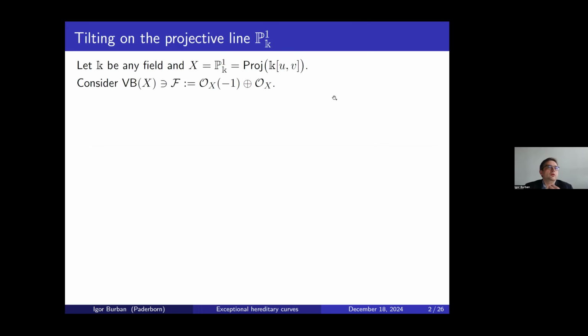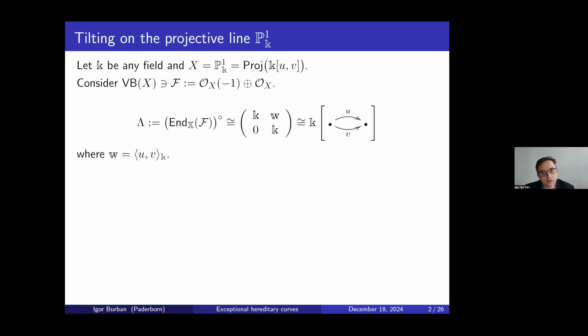So let K be any field and consider the corresponding projective line which I want to view as a scheme. Then in the corresponding category of locally free sheaves, there is a very special vector bundle of rank 2 whose opposite endomorphism algebra is isomorphic to the path algebra of the Kronecker quiver, as an easy computation shows.